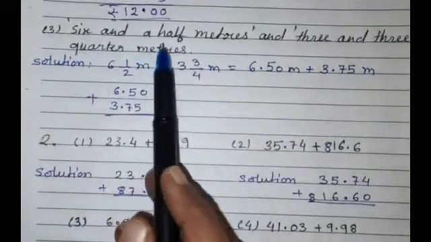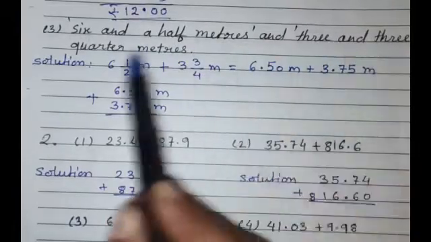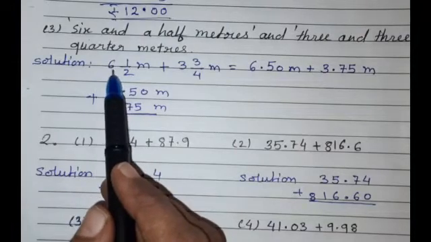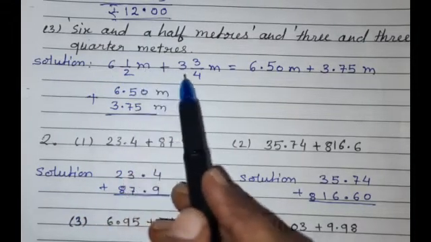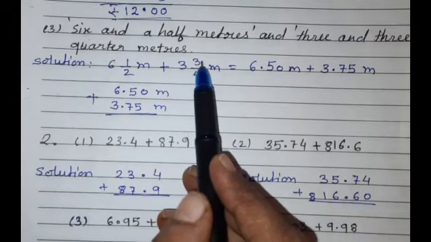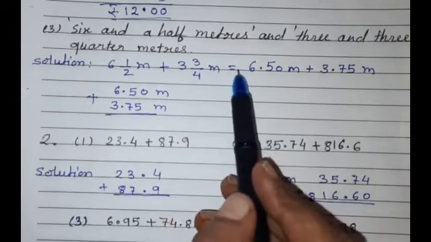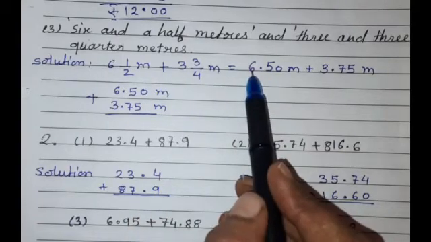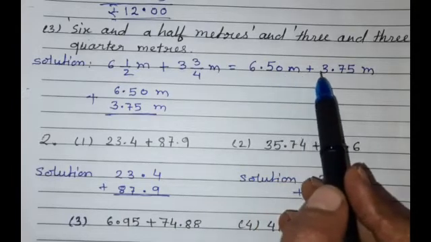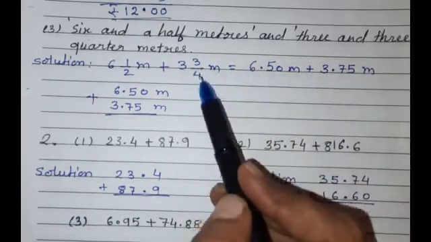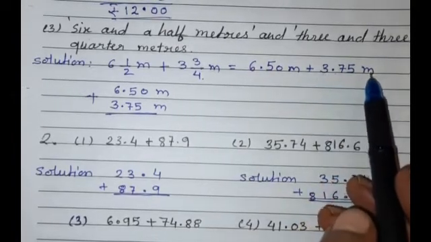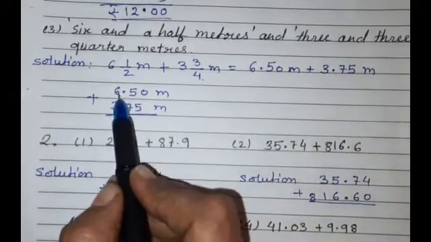Third one, 6.5 meters and 3 3/4 meters. 6.5 meters in fraction, 6.5 meter plus 3 3/4 meters means 3 and 3 upon 4 meters is equal to 6, right as it is, and half means 0.50. So 6.50 meter plus 3 and 3 upon 4 means 0.75. So 3.75 meters.